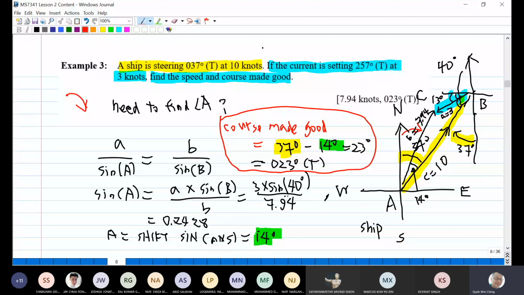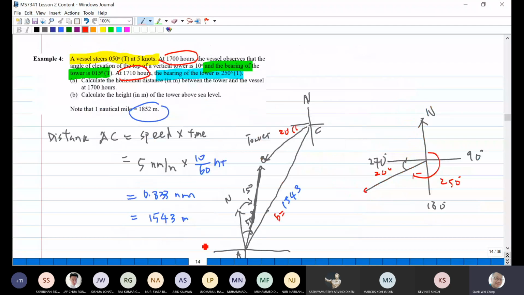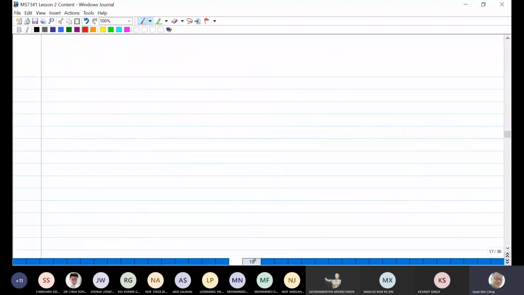So this is example 3. So if you have any question on example 3, right? Then you can go back some more, you can request, right? So I want to move on to example 4 now. Let's try example 4, right? Okay, I want a fresh page on example 4.